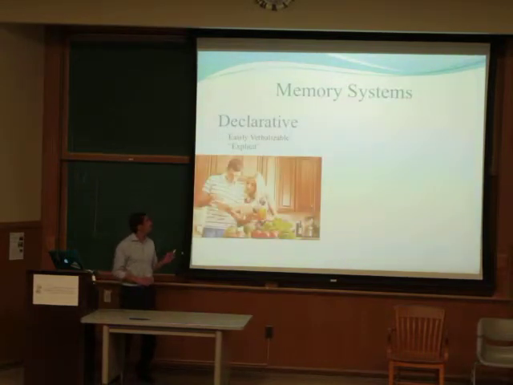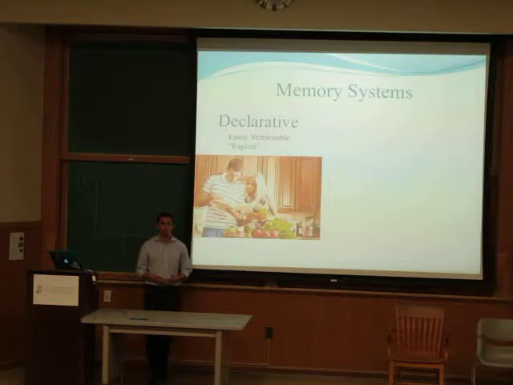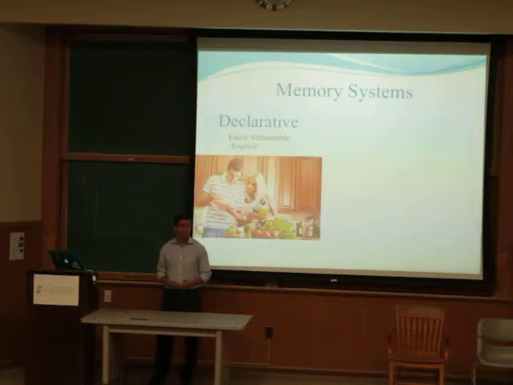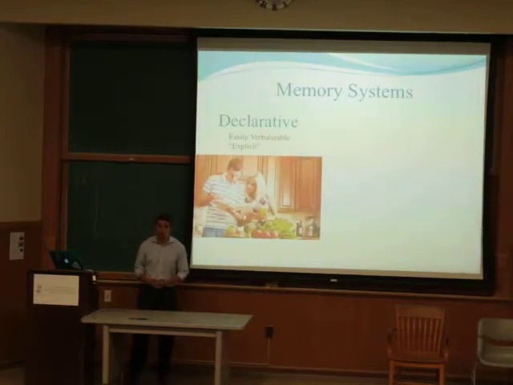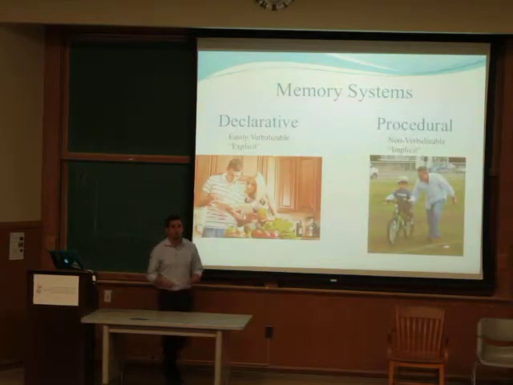On the one hand, we have the declarative system, which deals with learning facts and how-tos. For example, how to learn a recipe. This system is very good at proposing and testing hypotheses. And if there's a relatively simple rule that governs a certain task, the declarative system will pick up on that rule. On the other hand, we have the procedural system, or the implicit system.